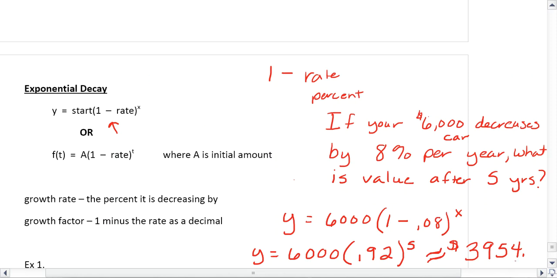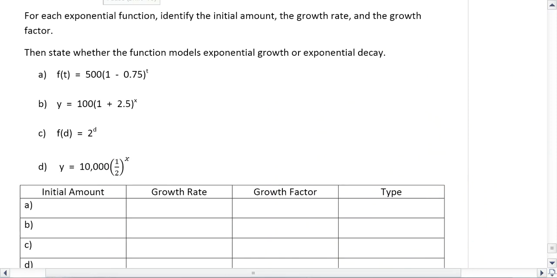So I hope this helps you understand why we have the 1s in here and why we subtract when we're in decay and why we add it when we're in growth. All right, these examples are to help you learn to identify the parts of the equation. What is the initial amount, the growth rate, the growth factor, and what type is this? Is this growth or decay?